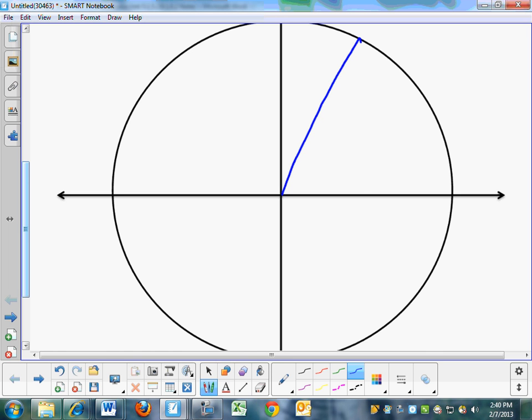$60. What's my other angle then? 30. Oh, what kind of triangle do we have? 30, 60, 90. What is this length right here? 1. What's the shortest length? 1/2. What is the tall? This length right here?